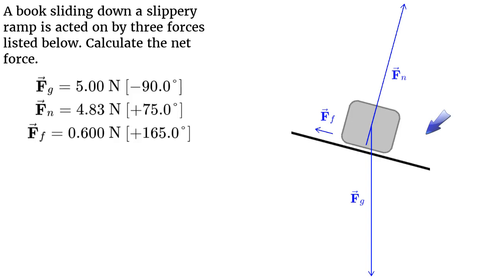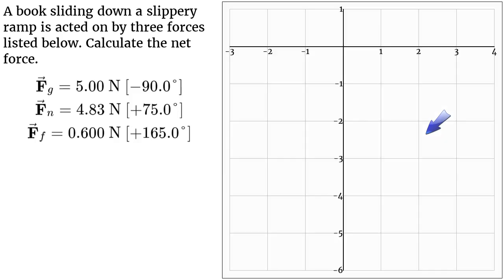If we were going to add the vectors graphically, we would need to make a careful drawing using a protractor, a ruler, a compass, to make sure that all our magnitudes and directions were accurate. In order to save time, I'm just going to let the computer draw the vector diagram for me. So first of all, we've got the gravity force, 5.00 newtons, negative 90 degrees is straight down. So we'll illustrate that, taking the origin for the tail of the first vector.